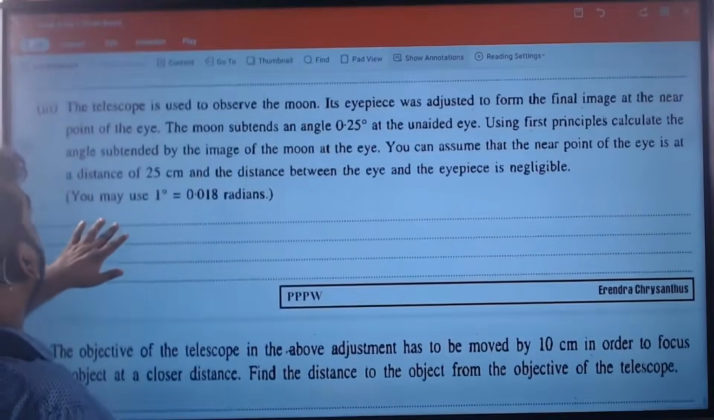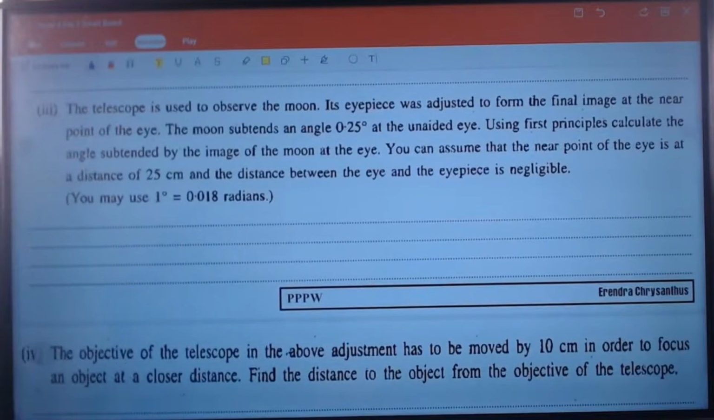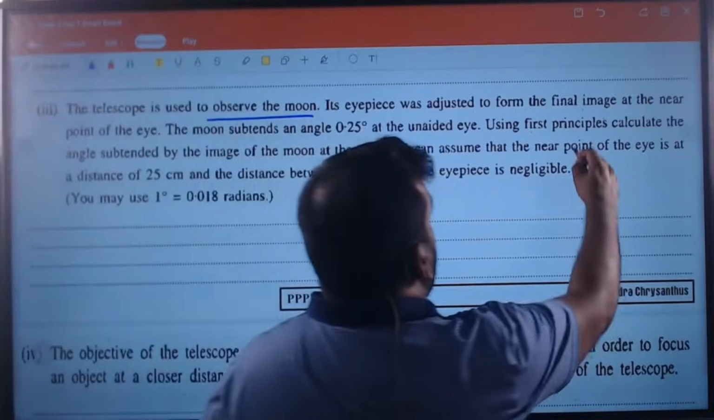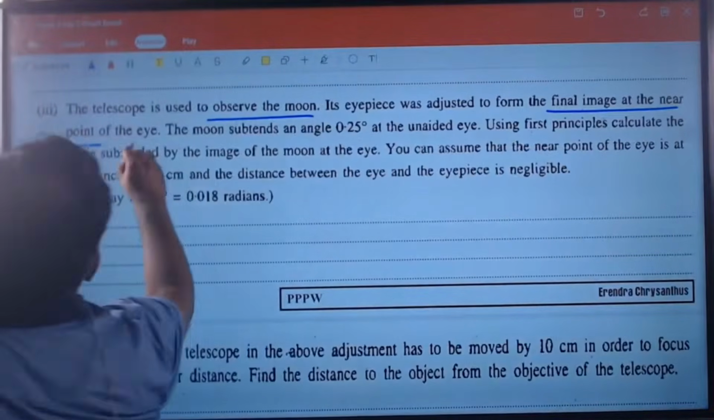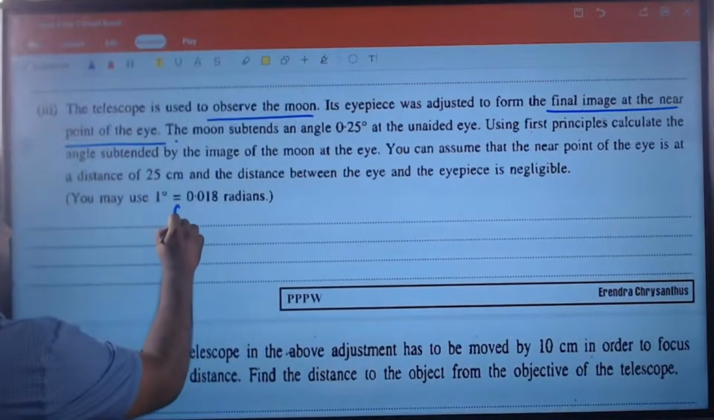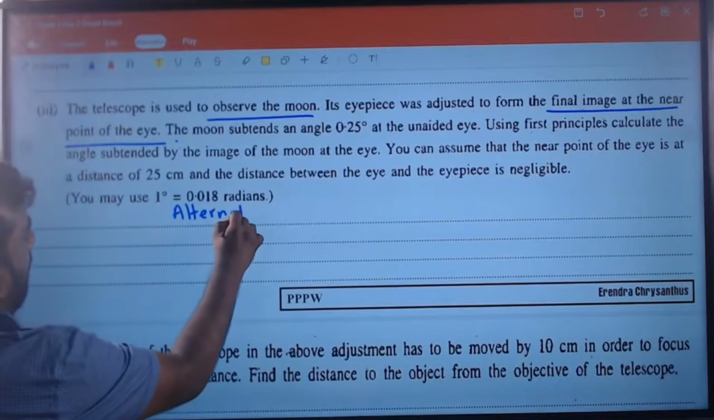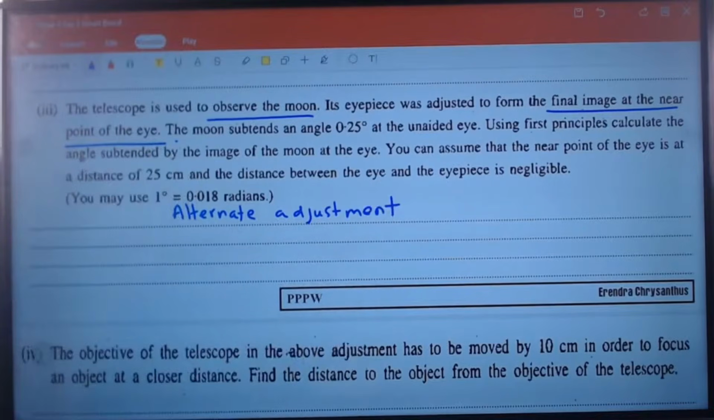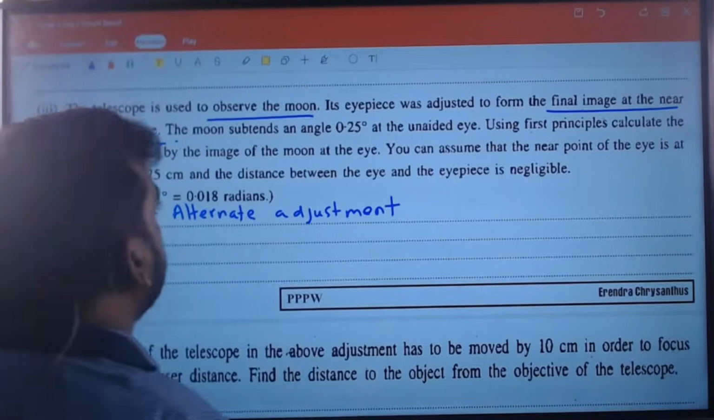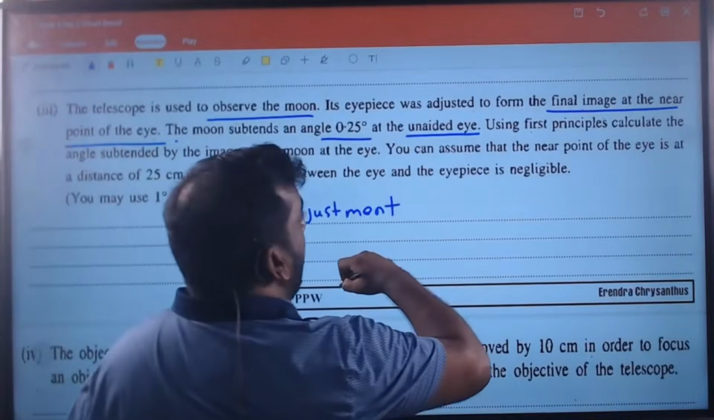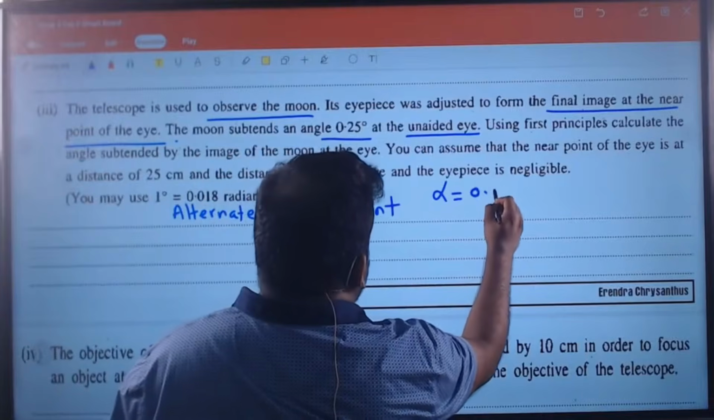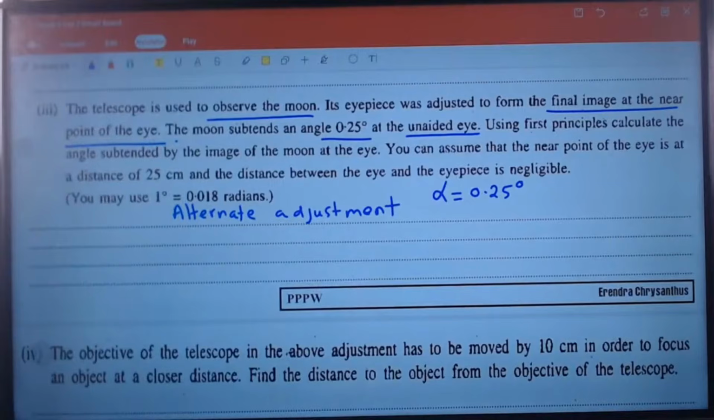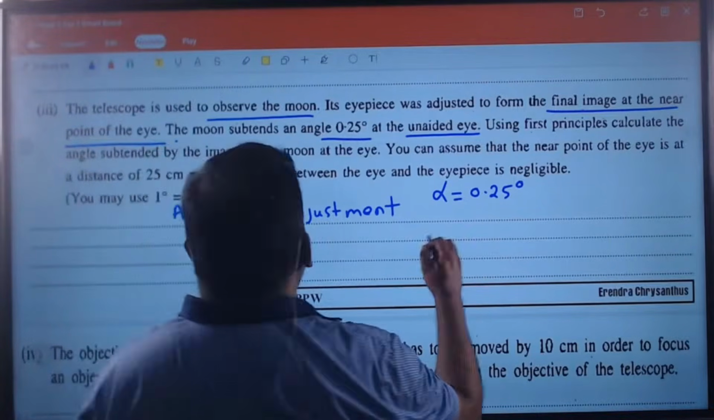Roman 3. The telescope is used to observe the moon at infinity. Its eyepiece is adjusted to form the final image at the near point of the eye. Alternate adjustment. Don't forget the alternate adjustment. The moon subtends an angle of 0.25 degrees on the unaided eye. Alpha is given as 0.25 degrees. You can assume that the near point of the eye is 25 centimeters. The distance between the eye and the eyepiece is negligible.